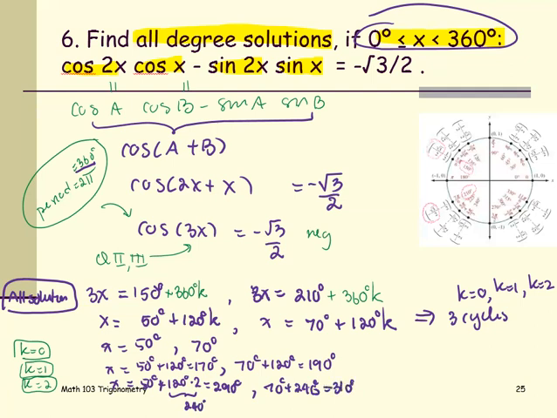Now we have 6 degree solutions between 0 degrees and 360 degrees: 50 degrees, 70 degrees, 170, 190, 290 degrees, and 310 degrees.